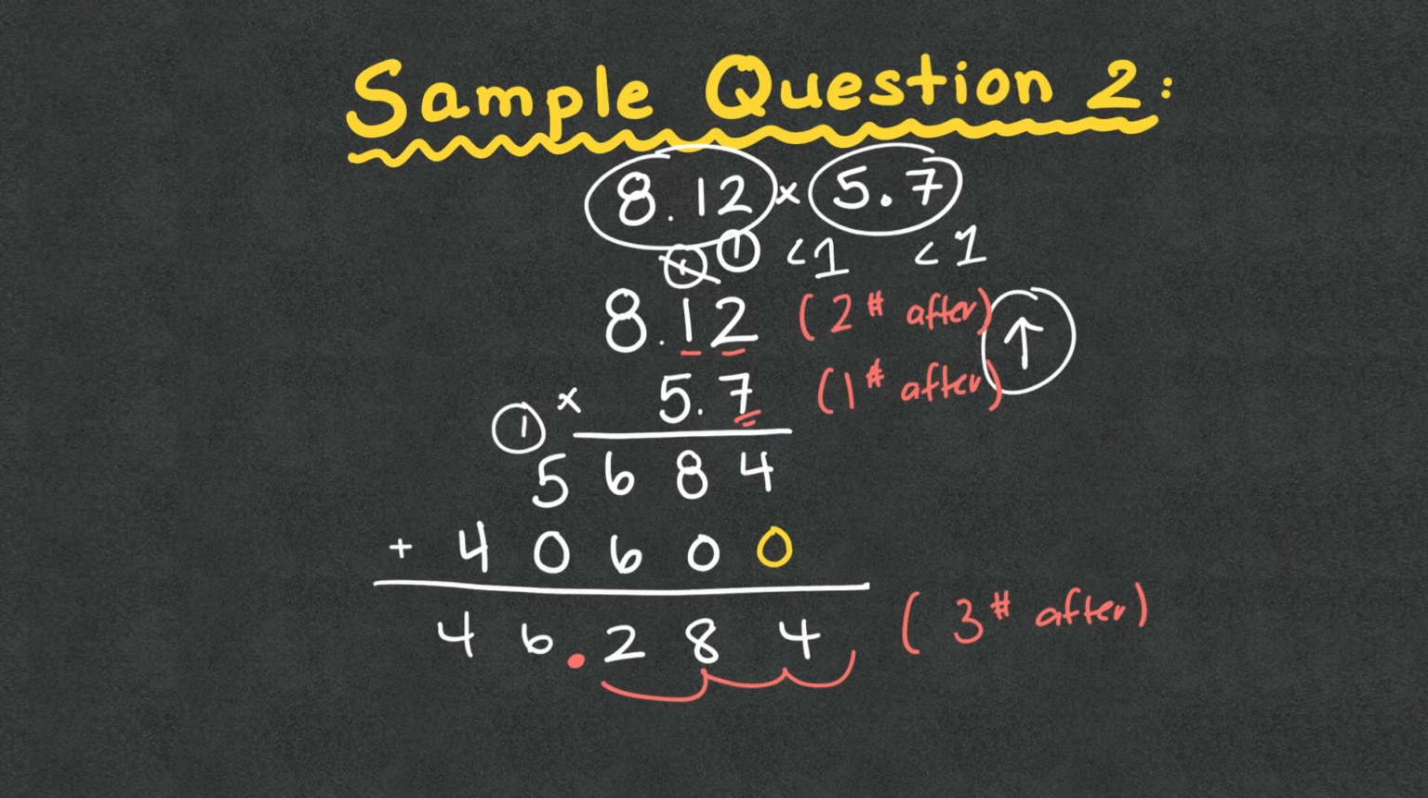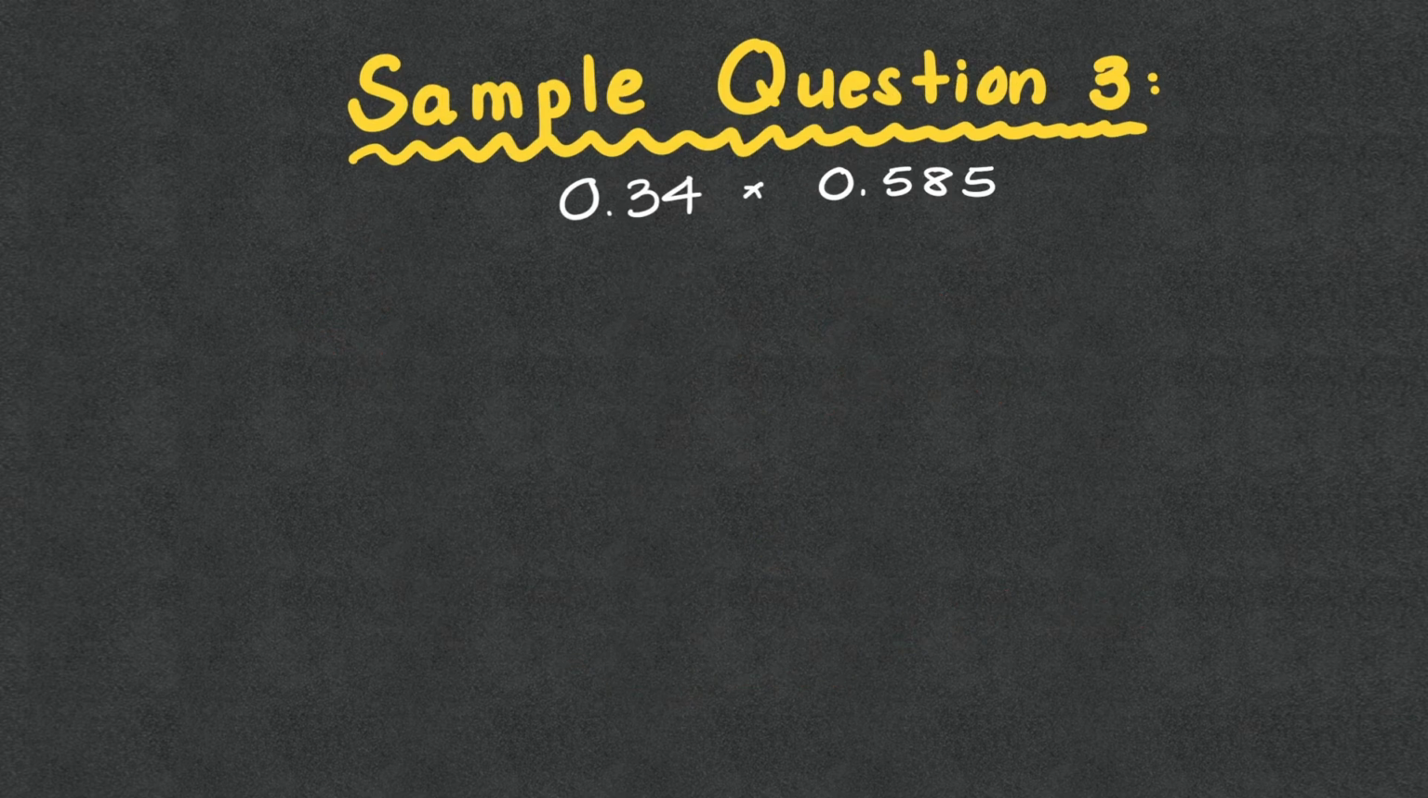And if you actually estimated and you took 8 and 12 hundredths, which rounds to 8, and 5 and 7/10, which rounds to 6, that means our answer should be close to 48. And in this case, 46 is pretty close to 48.